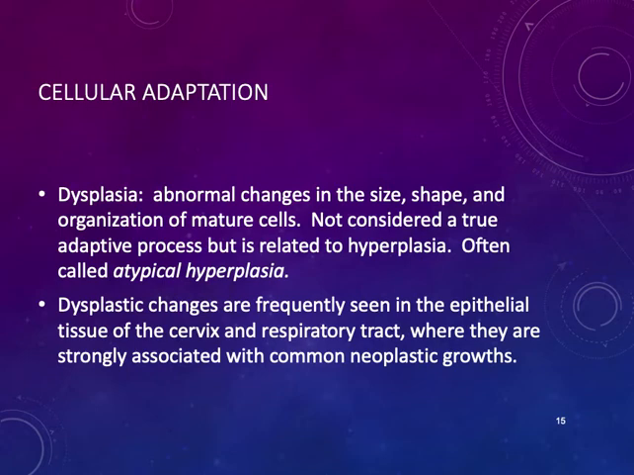Dysplastic cells are what you'll commonly see as a precursor to cervical cancer. A lot of times, as I said, you'll see it in the cervix. The other area where you will commonly see it is the respiratory tract.